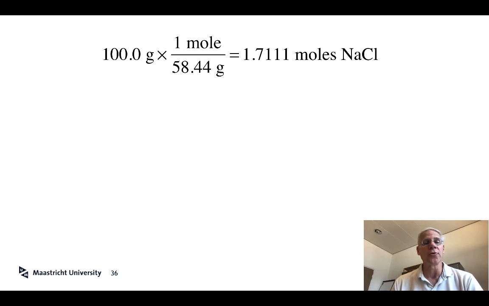So here we're going to turn our grams of sodium chloride into moles of sodium chloride. I've got 58.44 grams per mole.